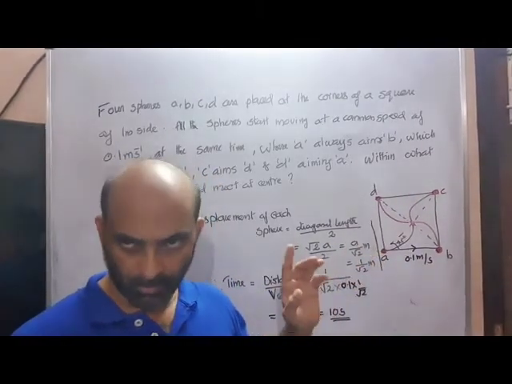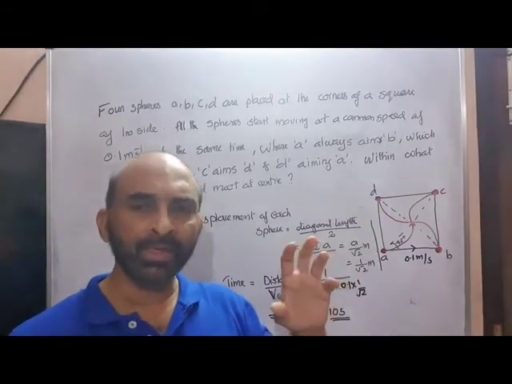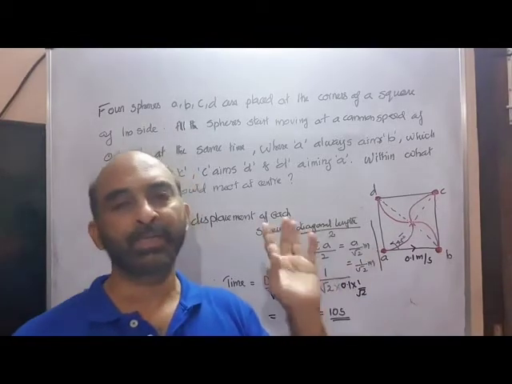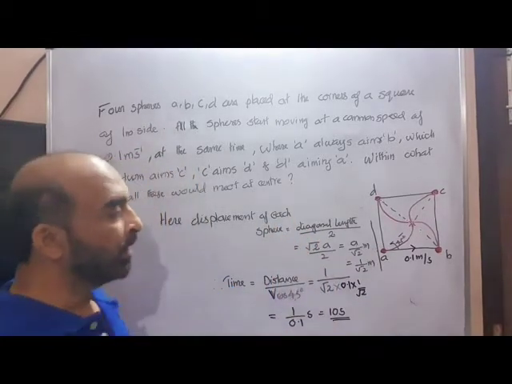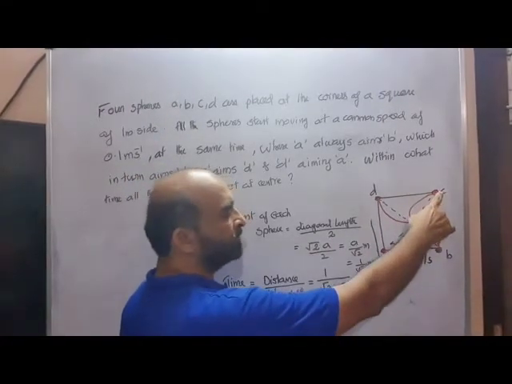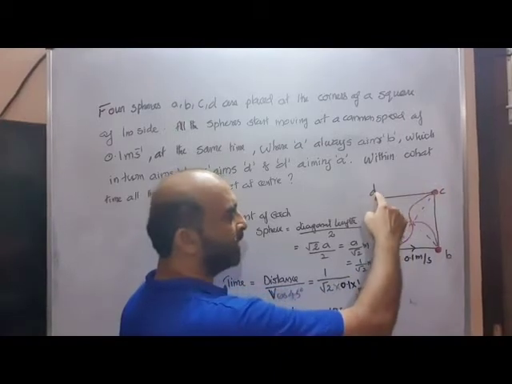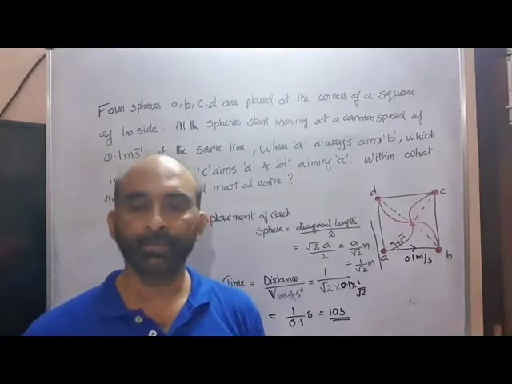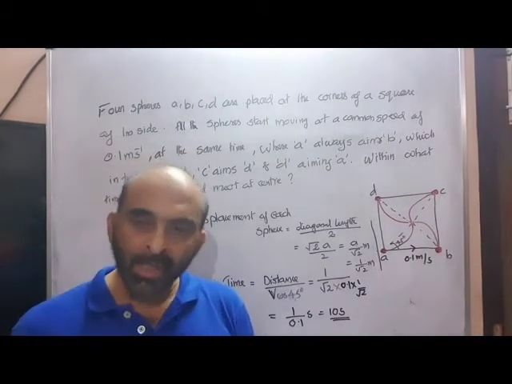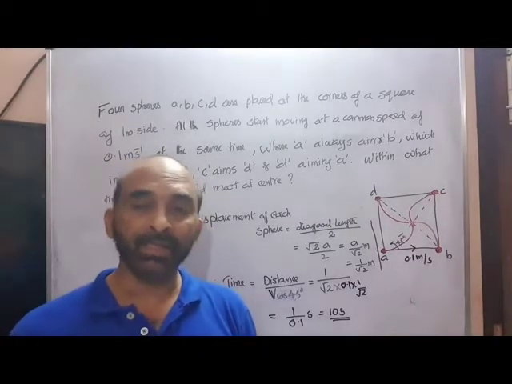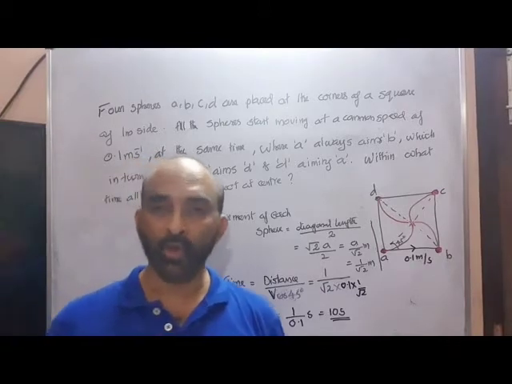Now, all these spheres start moving with the same speed of 0.1 meter per second in such a way that A always aims B, B always aims C, C always aims D and D always aims A. Then within what time would all these spheres meet at the center of the square? That's the question.